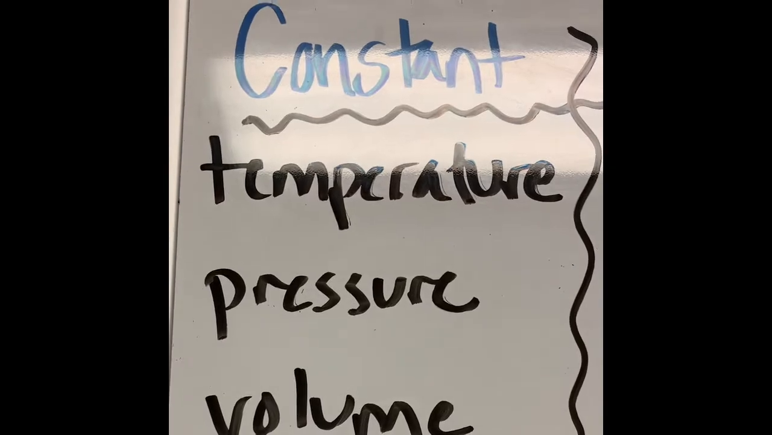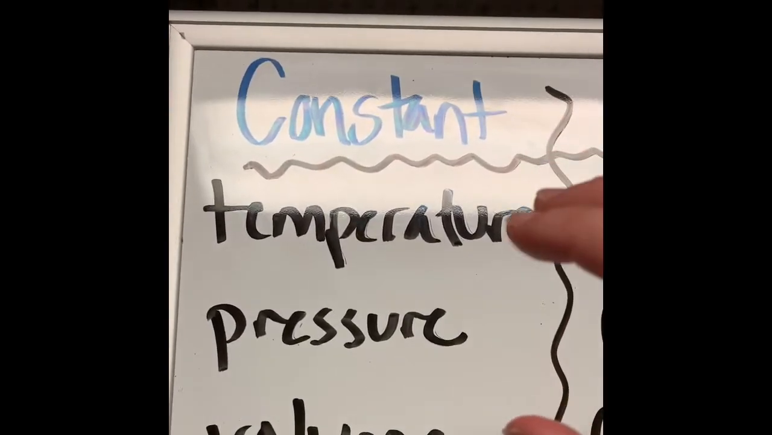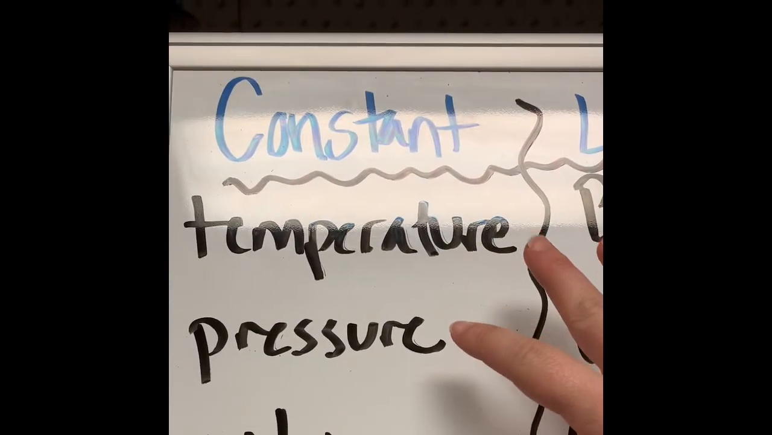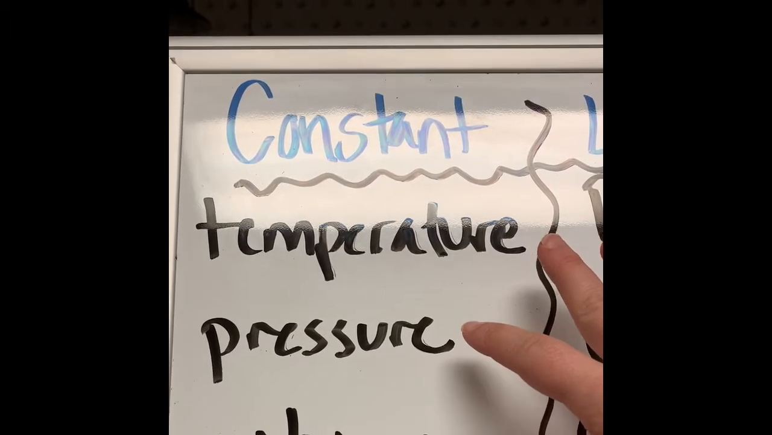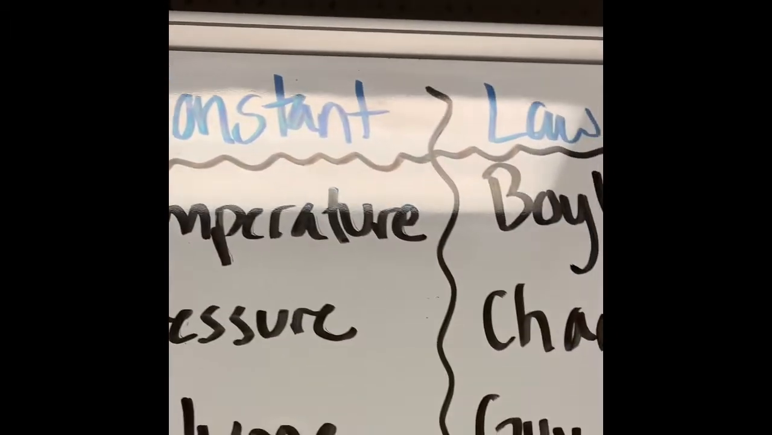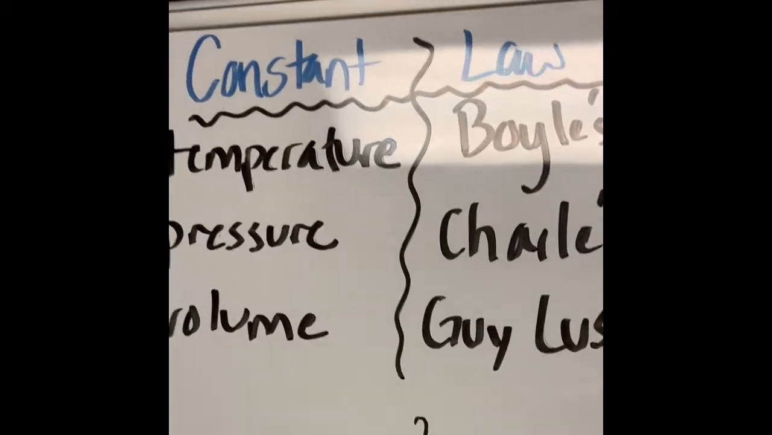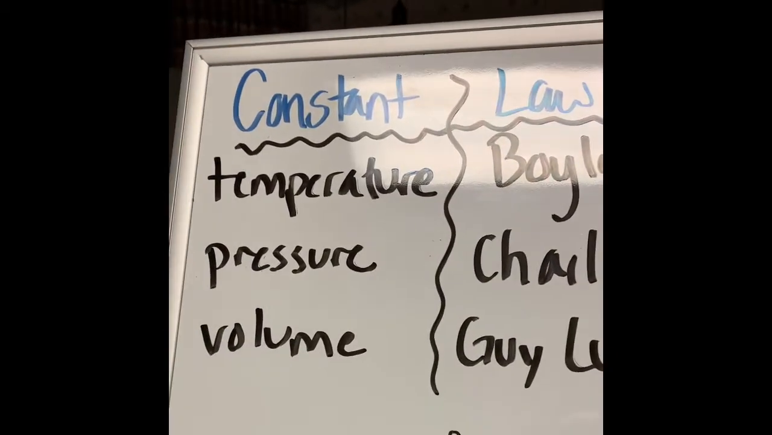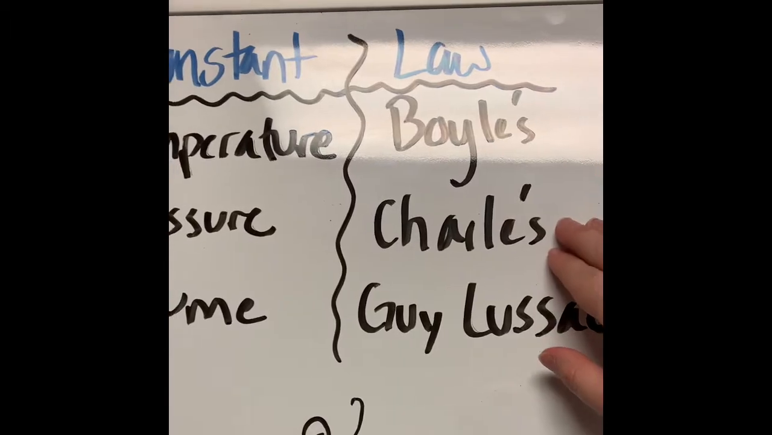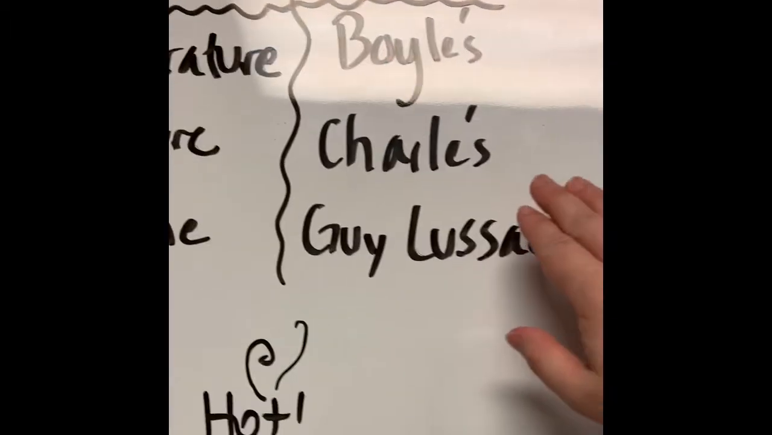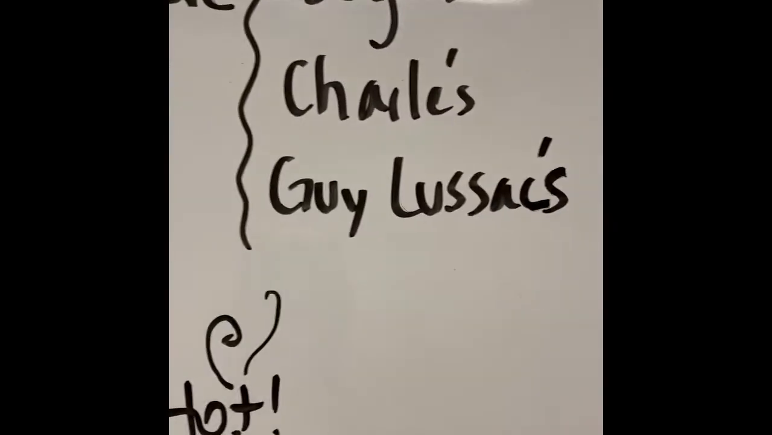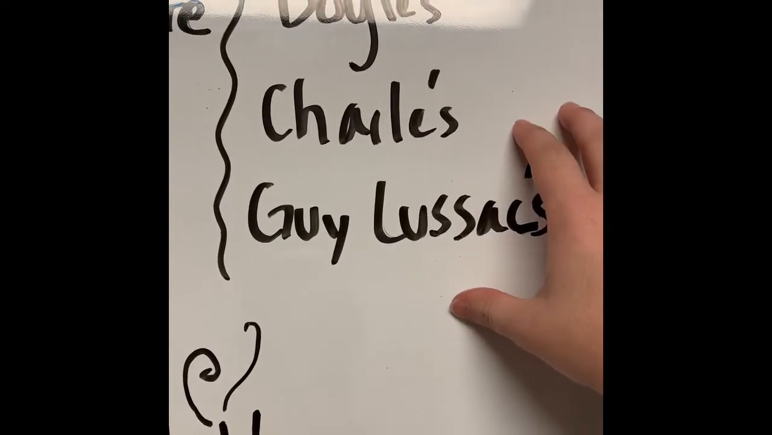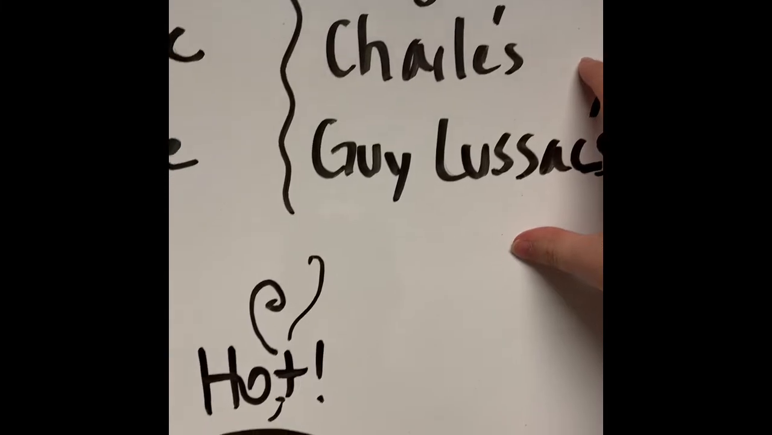So if you're thinking back at your notes, all gas laws deal with three factors: temperature, pressure, and volume. Depending on which of these is a constant will determine what law it is. So if your temperature is your constant, you're using Boyle's law. If pressure is your constant, you're using Charles' law. And if volume is your constant, you're using Guy-Lussac's law. So the easiest way to determine what type of law it is, is actually to figure out the constant.